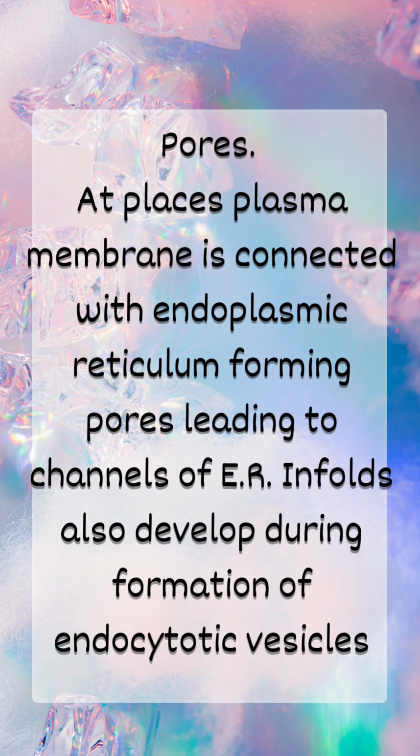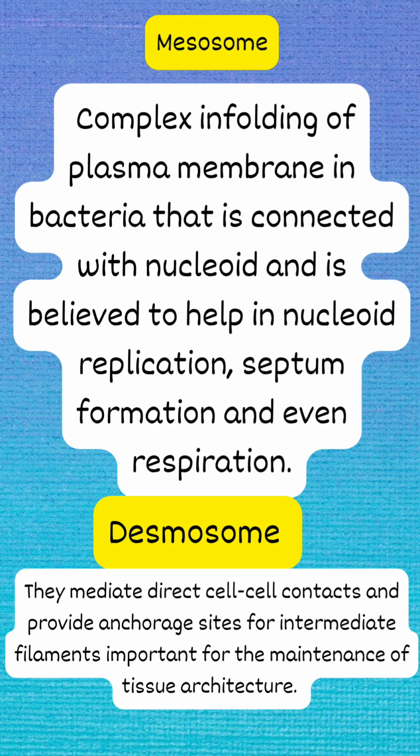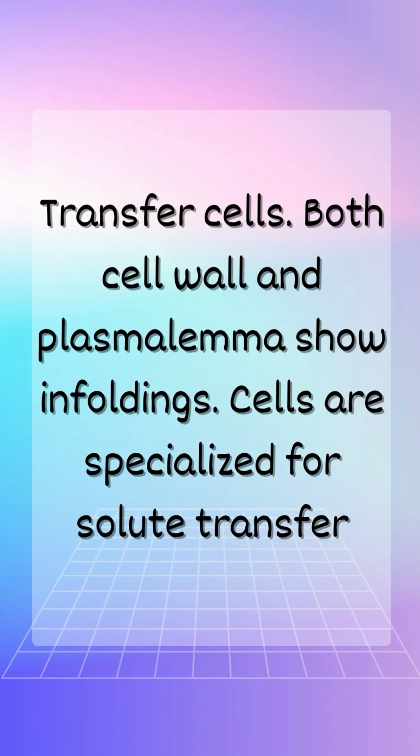If we see a pore at a plasma membrane, it is connected with endoplasmic reticulum, and it forms a pore leading to a channel of ER, and there is an infolding which develops during the formation of endocytic vesicles. A mesosome is a complex infolding of plasma membrane in bacteria which connects the nucleoids, and it is believed to help the nucleoid replicate, septum formation take place, and even in respiration. And there is an infolding found in fungi which is known as lomasomes.